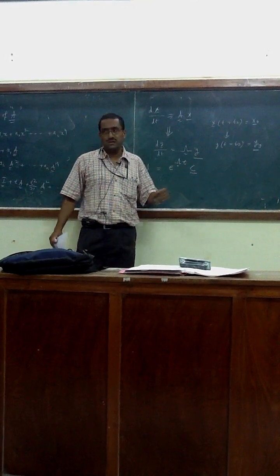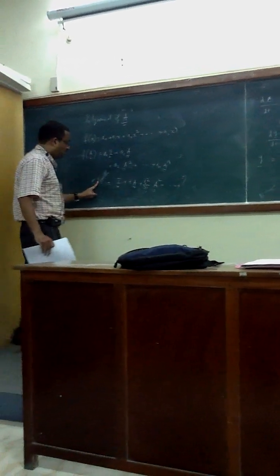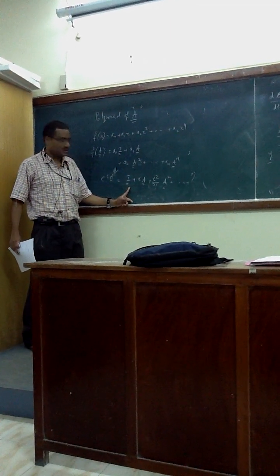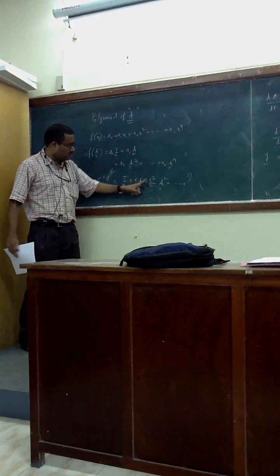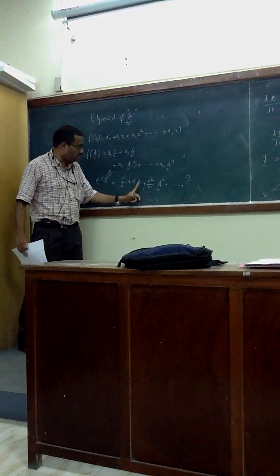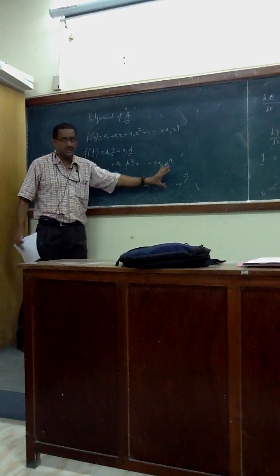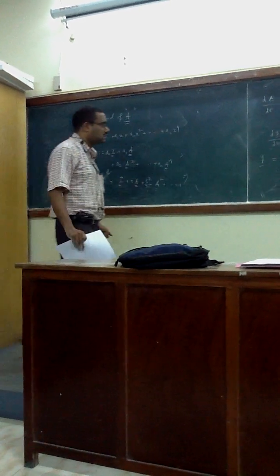So how do we evaluate C from the initial condition? That means if I put t equal to 0 here, what will happen? It is arranged in a matrix. As t tends to 0, all the entries with t will go to 0. Only one thing is remaining.